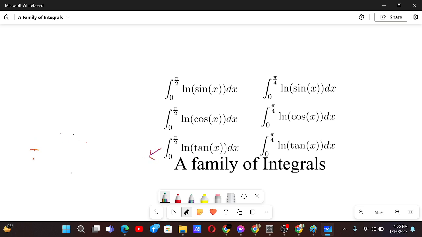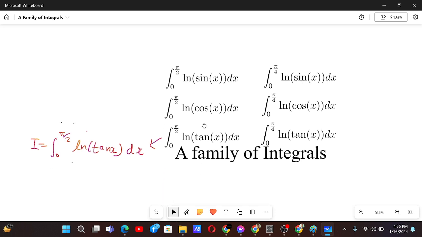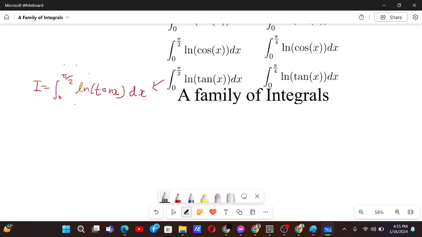We have the integral I equals the integral from 0 to pi by 2 of ln tan x. Now we will basically use King's rule over here. It's necessary to know that as well.